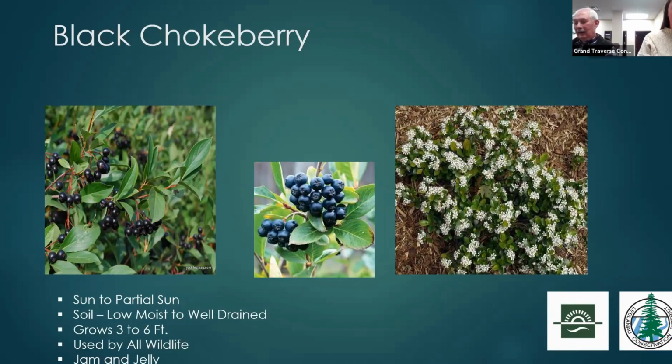The black chokeberry, I remember these from when I was a kid, is that the partridges sit on the limbs and pick the berries off them. They don't grow that high, 3 to 6 foot high. Sun to partial sun, and where I first was introduced was in a fence row. And they do well in those sort of conditions. The soil moist, well drained, grows 3 to 6 feet. And again, most wildlife use them. I've picked some off and tasted them myself, and yes, you could make jams and jellies out of them.